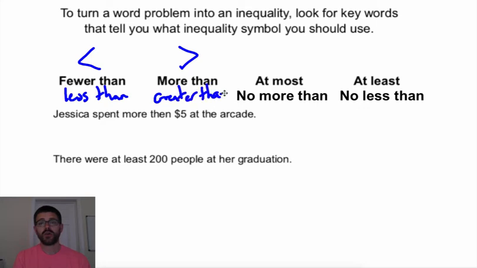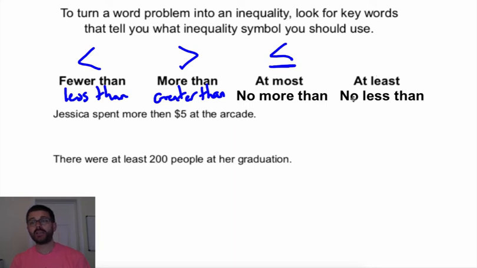So get these terms jotted down along with what inequality symbol goes along with them. Okay? At most, or no more than, that means that's the highest the number can go. That means it's okay to be less than that number, because you can't go bigger, but we can be smaller, or you can be equal to that number, less than or equal to. So at most is that's the highest it can be, but it can definitely be lower. So it can be less than that number or equal to it.